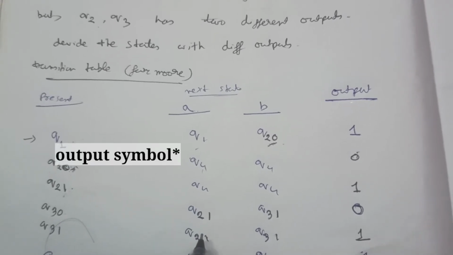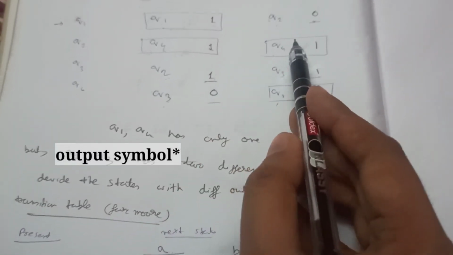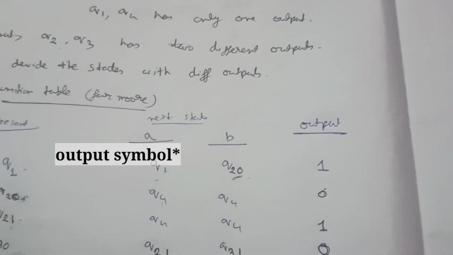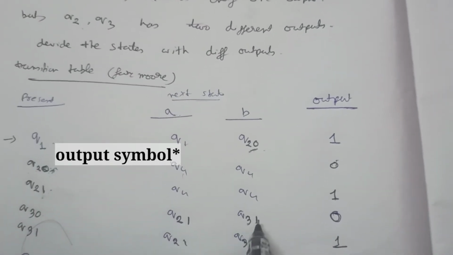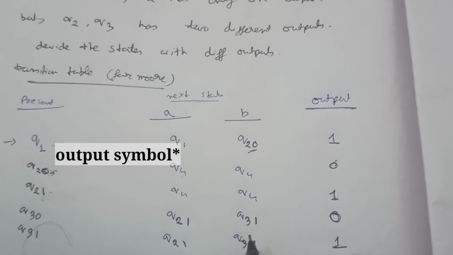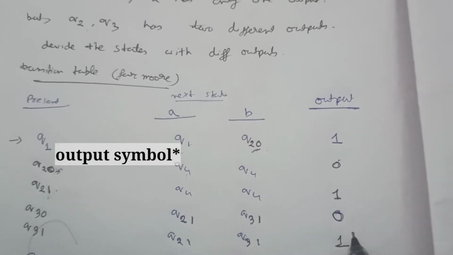Okay, q2 1. And for input symbol b, it will go to q3 with output 1, so it will remain in q3 1. Both will go to q3 1. And the output symbols I have already discussed, 0 and 1.